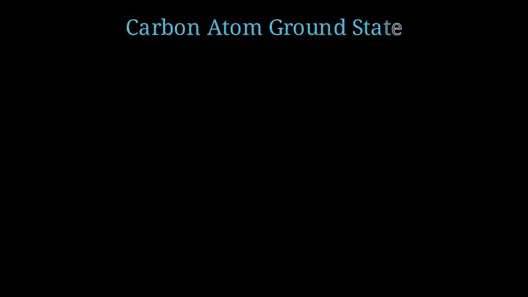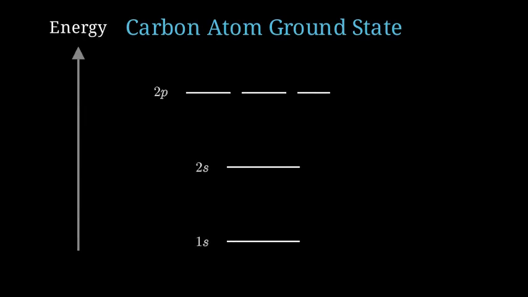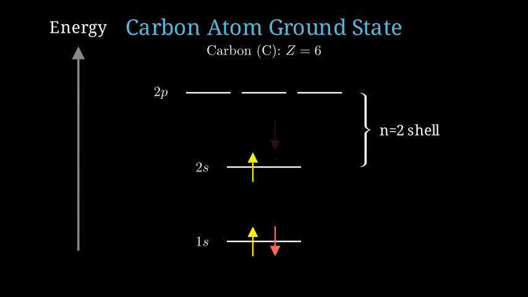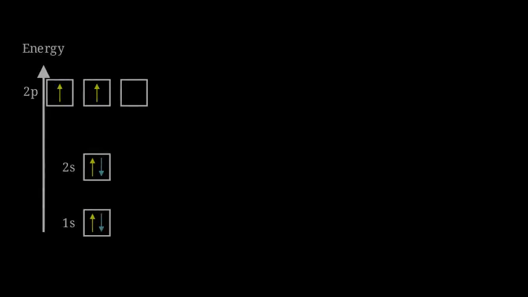Let's start by looking at the ground state of a carbon atom. As you can see in this diagram, carbon has 6 electrons. 2 are tucked away in the 1s orbital, and the remaining 4 are in the second energy level. Within that second level, 2 electrons fill the spherical 2s orbital, leaving only 2 unpaired electrons in the dumbbell-shaped 2p orbitals. Now here's the problem.